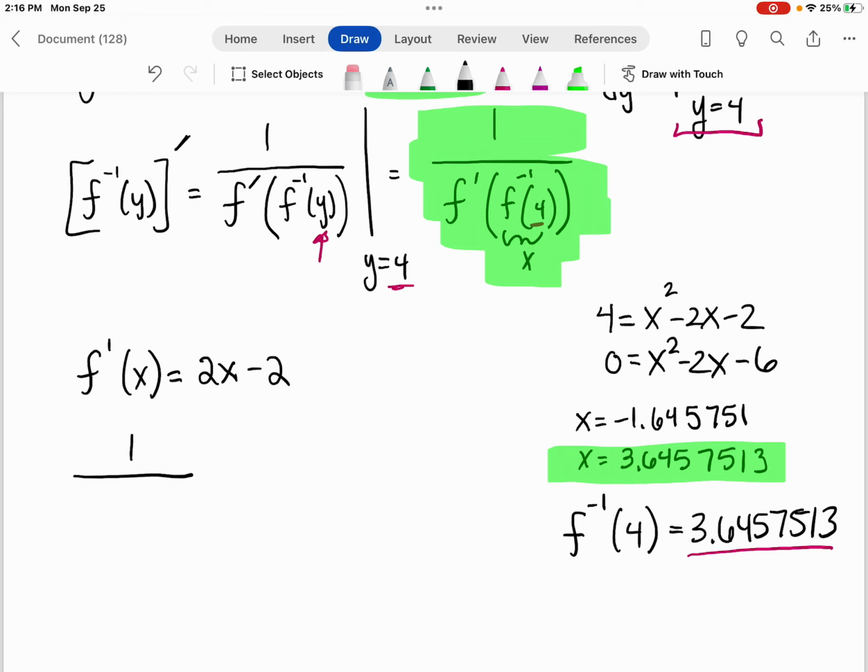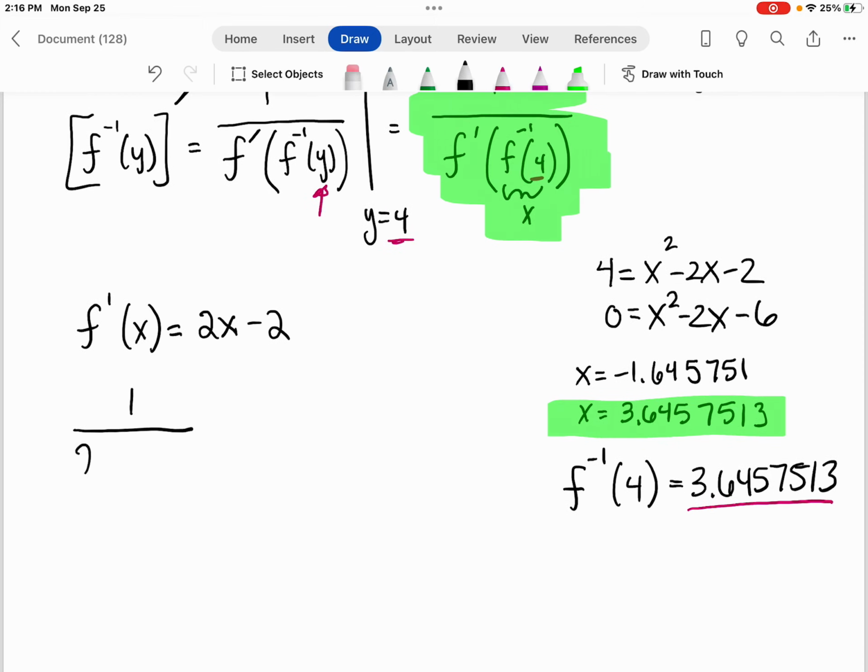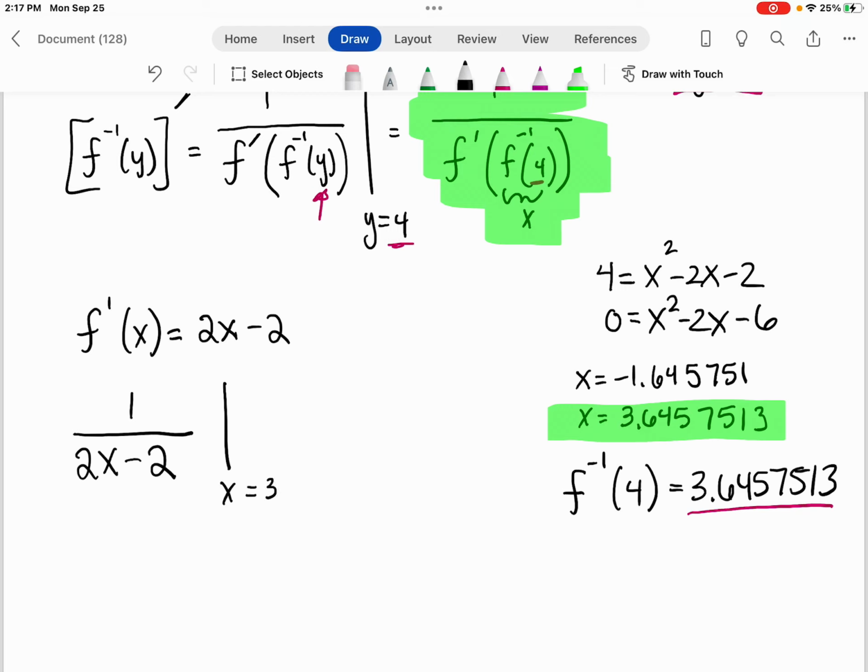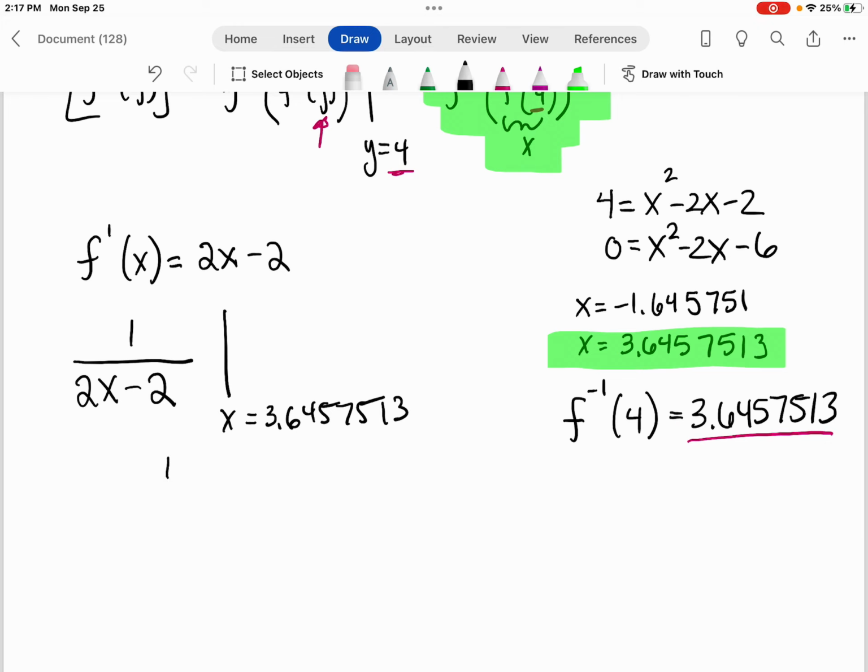So I want to take 1 over the derivative, which is 2x minus 2, and I want to evaluate it at f inverse of 4, which is 3.6457513. So I'm going to plug that in and get my answer. So I have 2 times that big number. Make sure you keep all your digits so that you don't have a rounding issue.